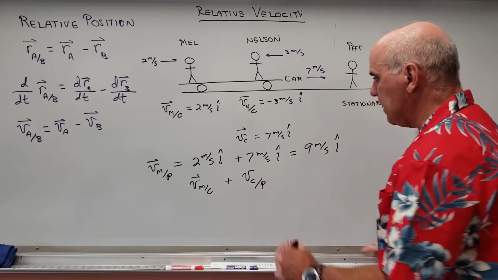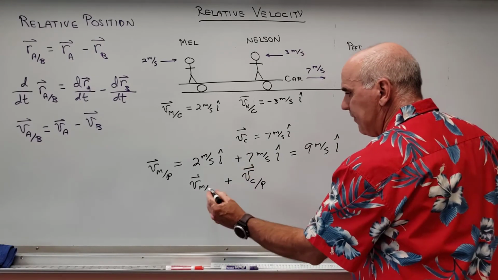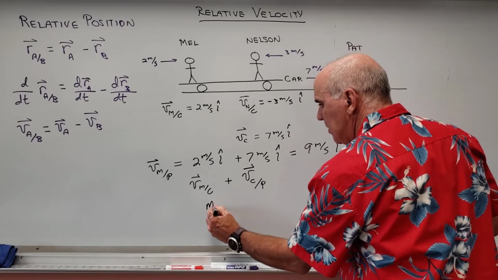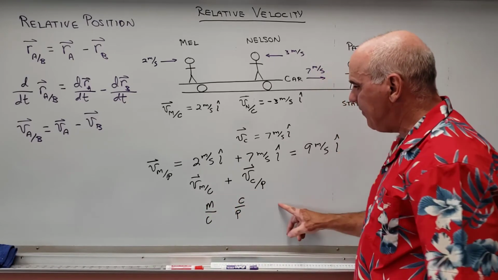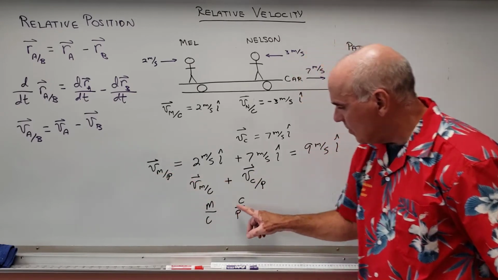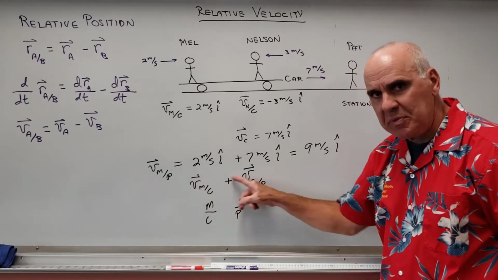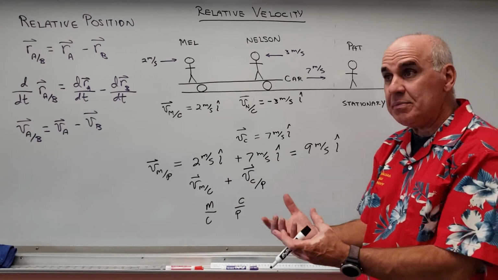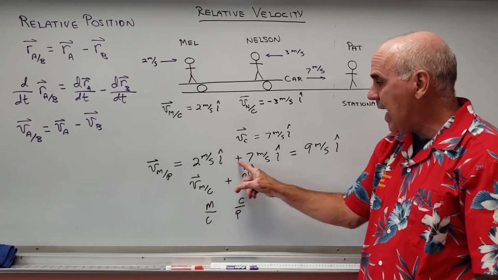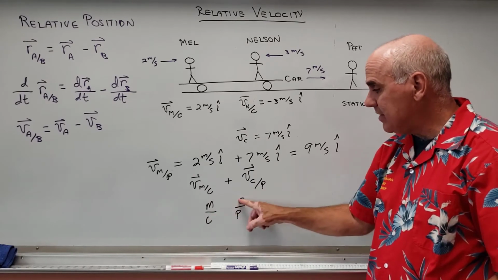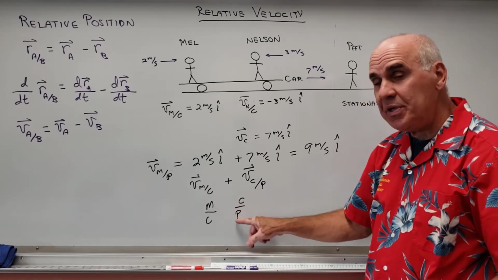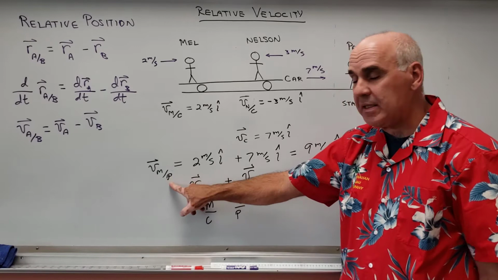Notice when I look at this vector quantity, if I look at the subscripts, I've got m over c, I've got c over p, and my final result is m over p. So it's almost like the c's cancel in multiplication. As I look at the subscripts, treat them like fractions. When I add them, then multiply the fractions, and you eliminate the c's, and you get m over p, which is Mel with respect to Pat.